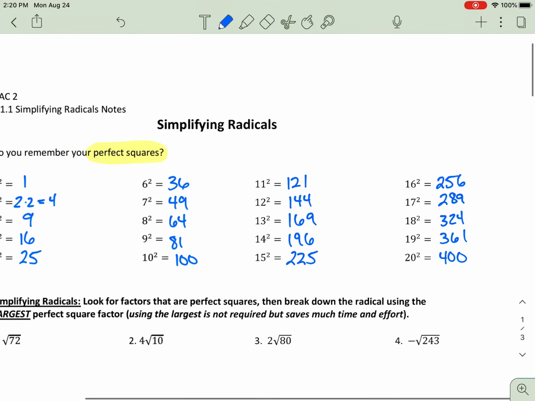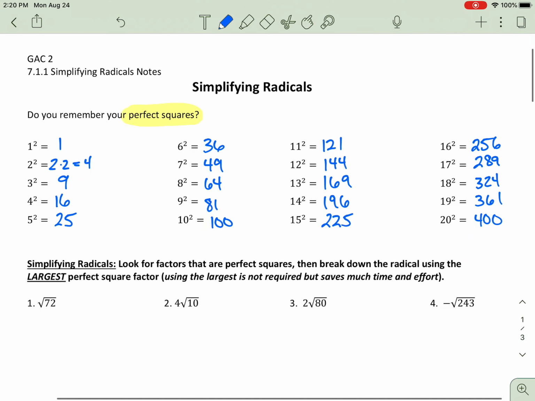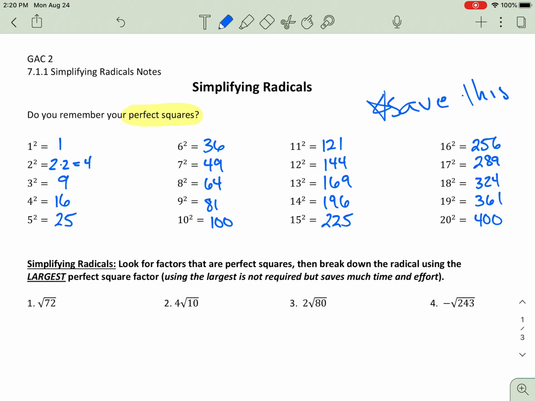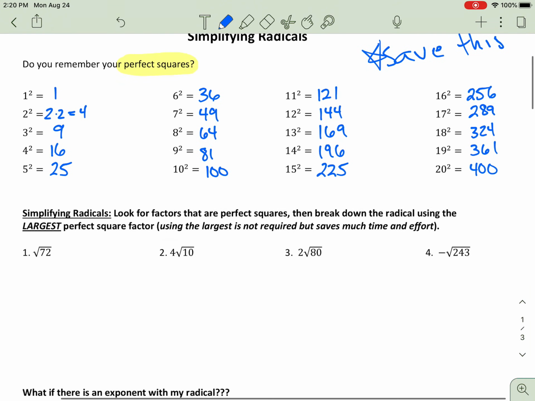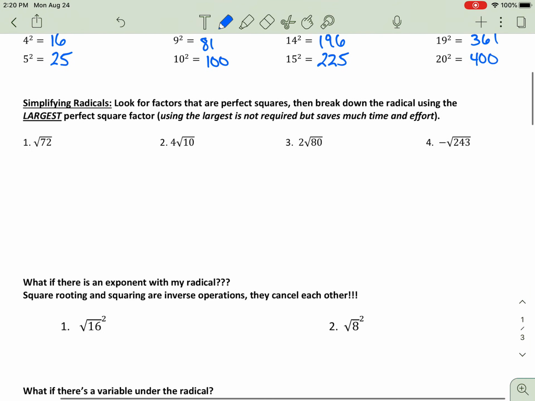But generally speaking, you'll be asked to know up to 15 squared. As you can see, I created a table for you up to 20 squared. You should save this, right? Save this for all your homework, your Canvas quizzes or whatever you're doing, so that you have it available to you. All right, so let's look at some examples.